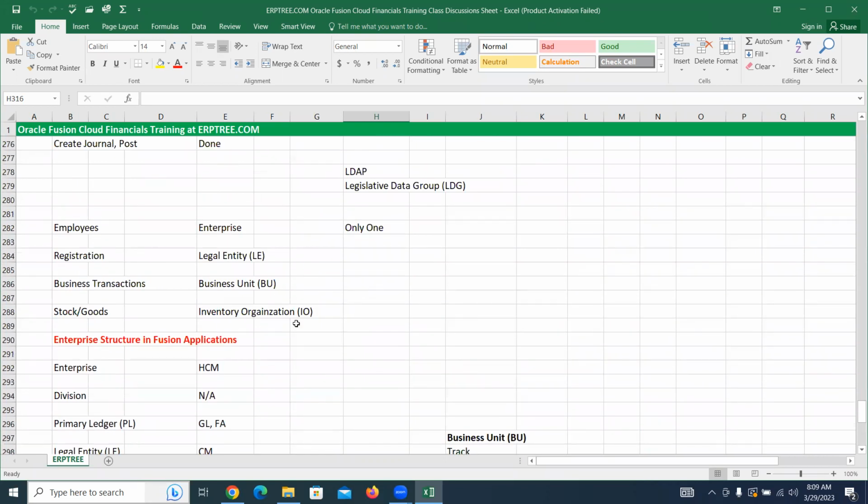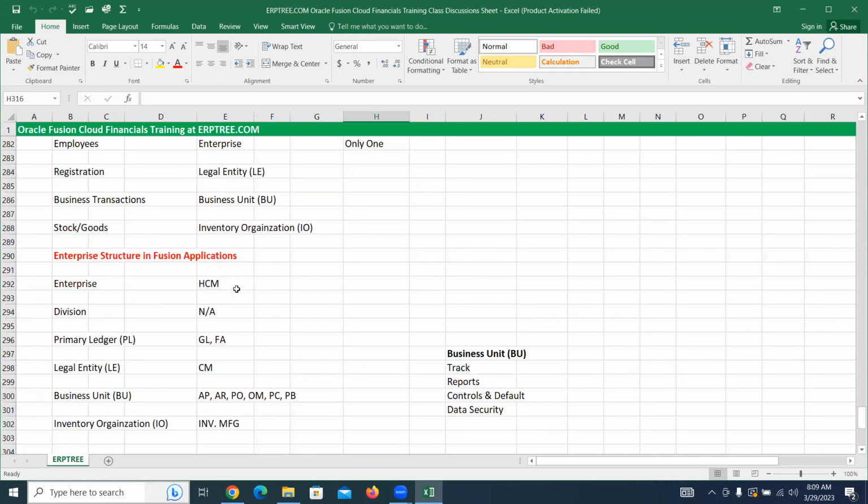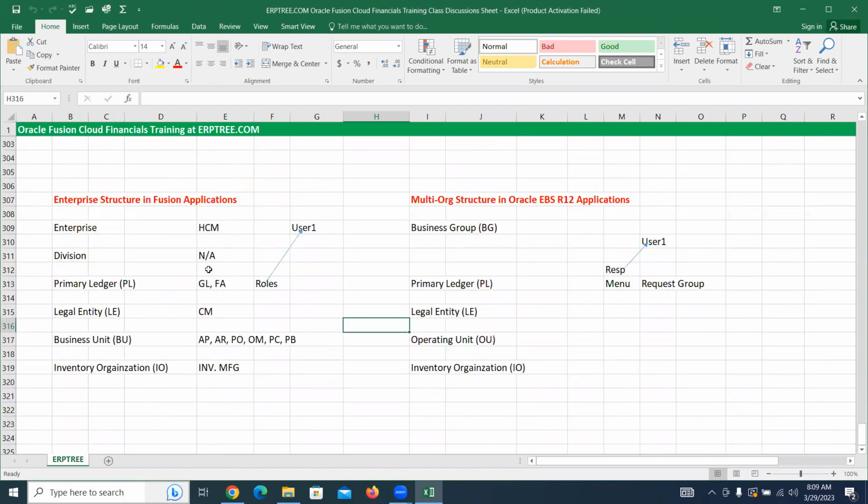So in the last few classes, we discussed chart of accounts, and also we have seen how to create the primary ledger in the system. Along with that, we discussed enterprise structure, and how it is similar or different when you compare it with the EBS multi-org structure. We also discussed the P2P cycle, procure to pay, and the O2C, order to cash cycles in the last few sessions.